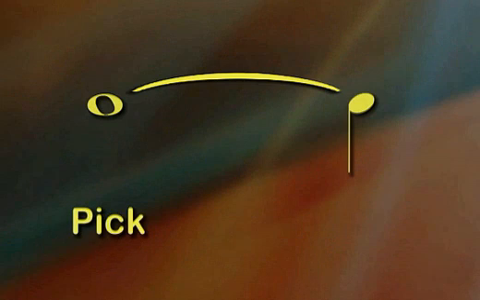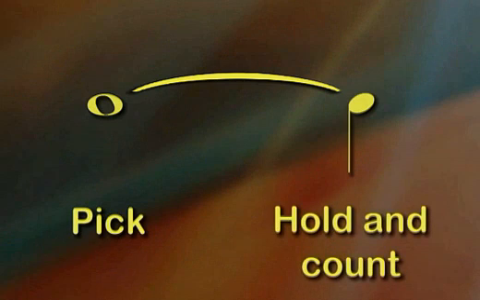Next, tied notes. I'll read this because it's said very well. When 2 notes are tied together with a curved line, only the first is picked, the second note is merely held and counted. What you're doing is adding the amount of beats a note should be getting.